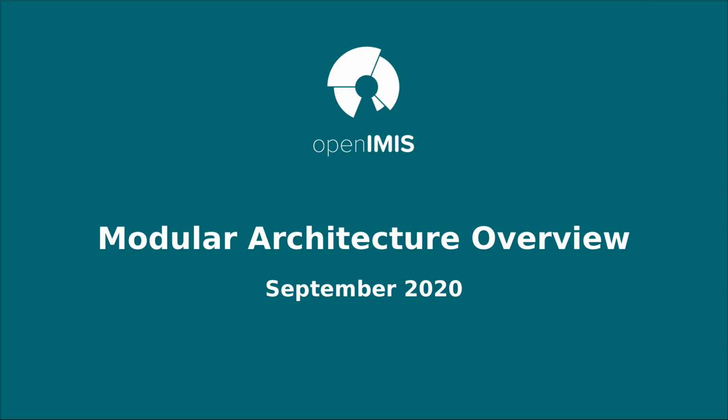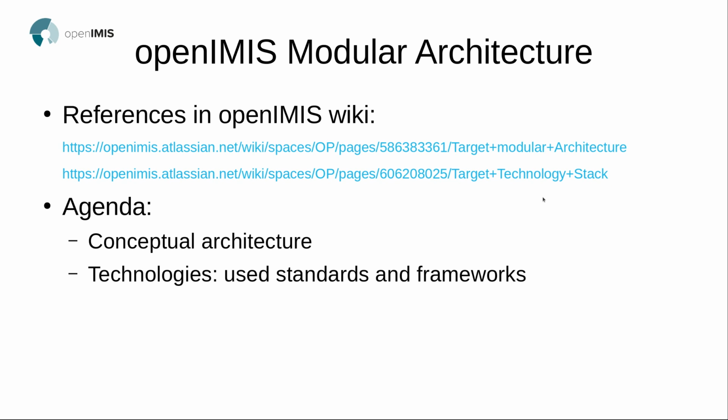But first of all, the reference documentation for openIMIS software is the wiki. The wiki is updated along the software lifecycle, so don't hesitate to consult it for more detailed and up-to-date information. The agenda for this session is to first describe the architecture conceptually, so which are the main ideas behind, and then have a quick look at the technologies that are used to put this architecture in place.